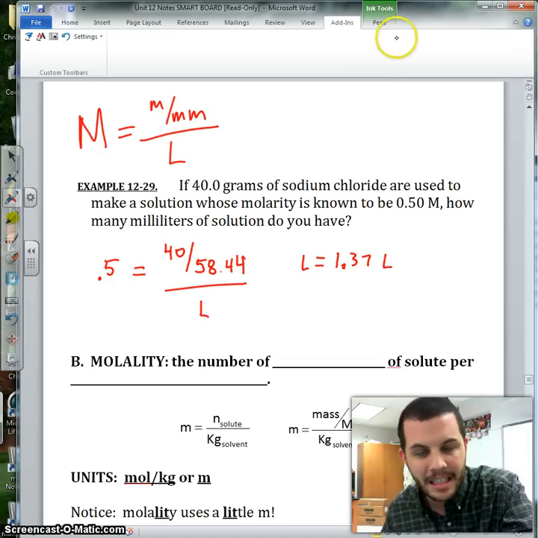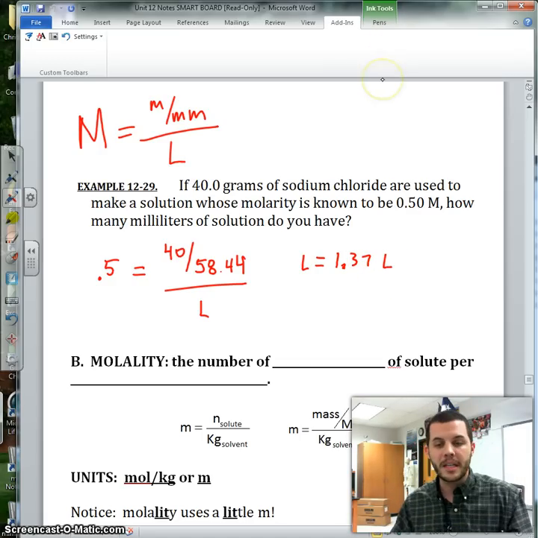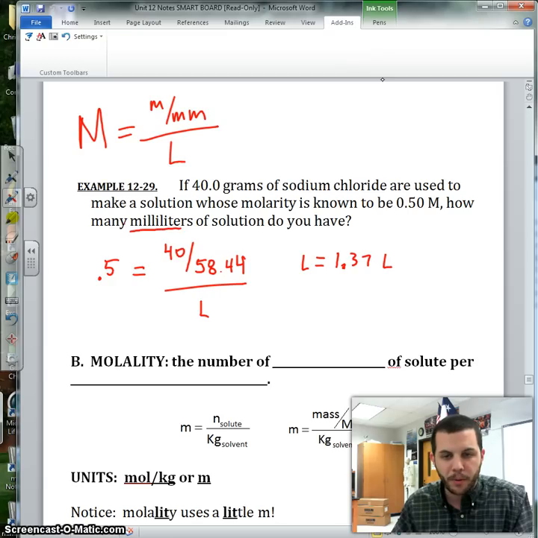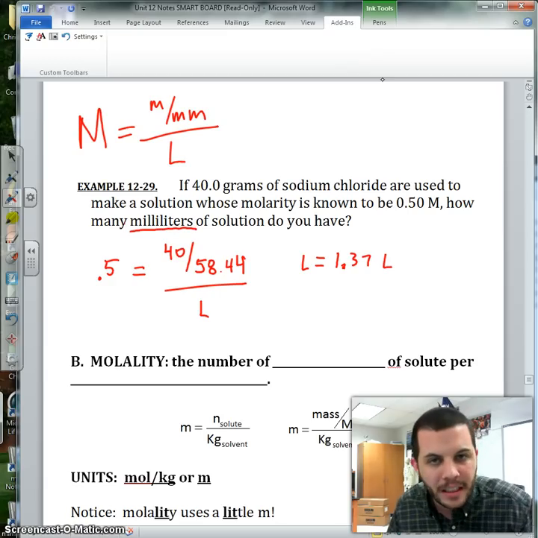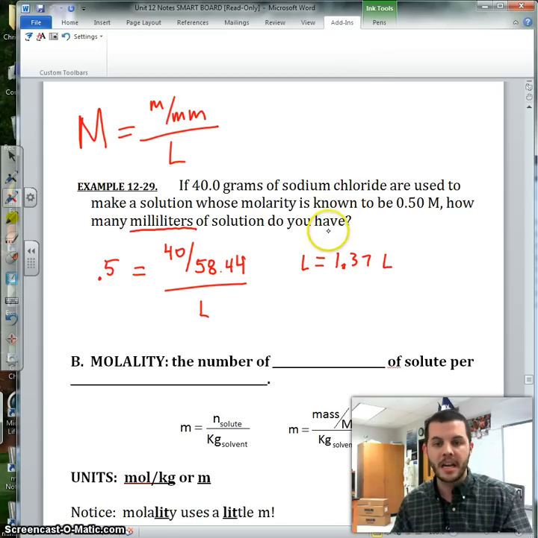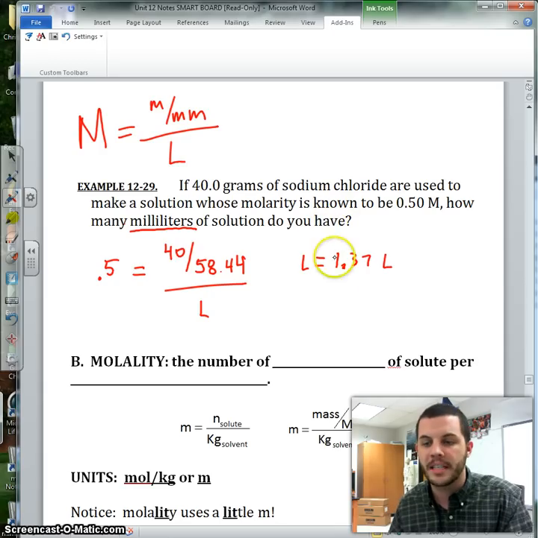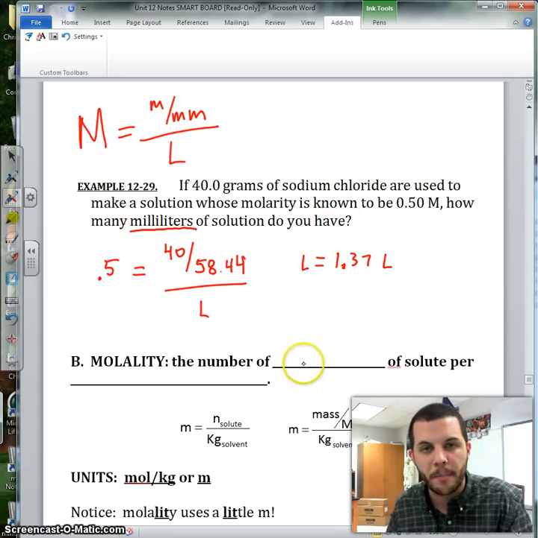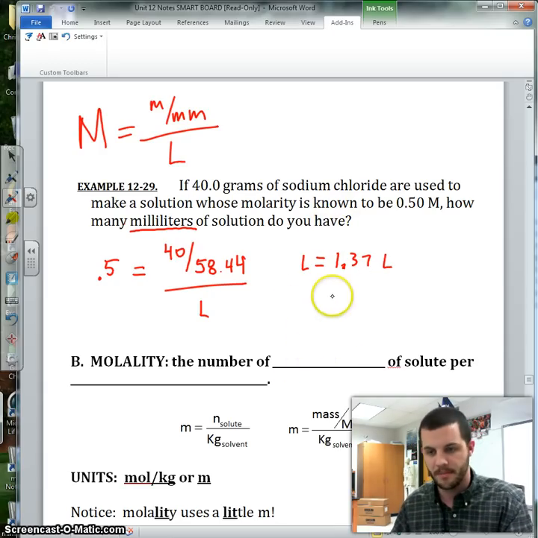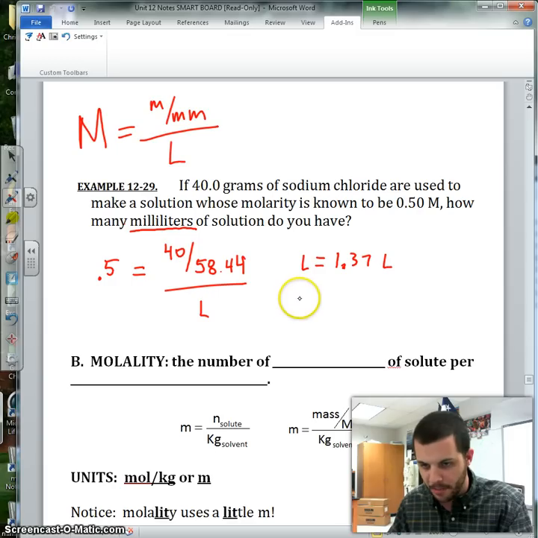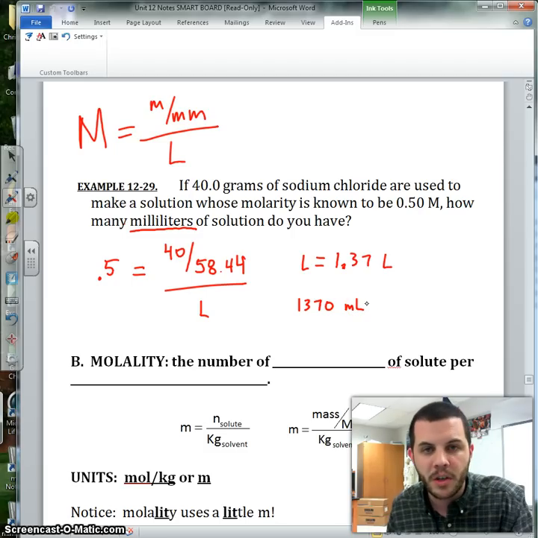Well, is this my final answer? Of course it is not. The reason is that I go back and find out that my problem wants to know how many milliliters I had. So what I need to do now is multiply this number by 1,000 to get my milliliters. Therefore, I'm going to end up with 1,370 milliliters.